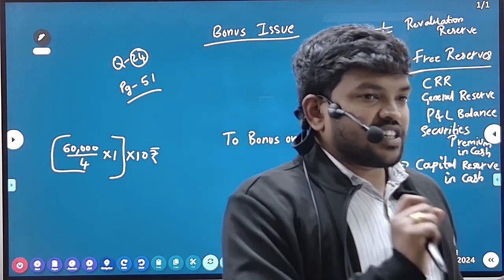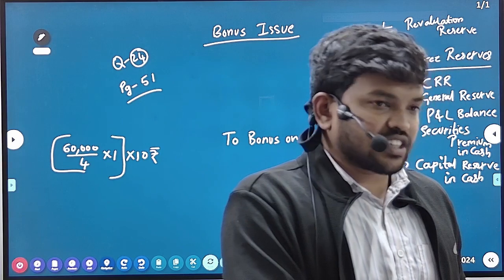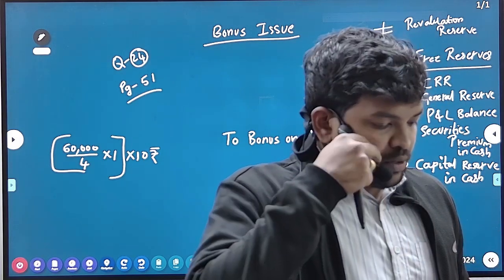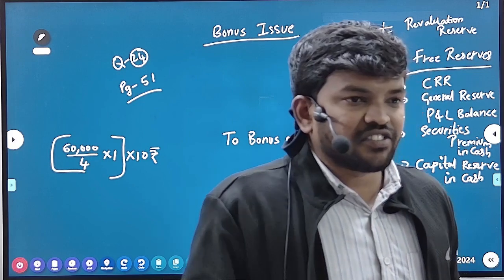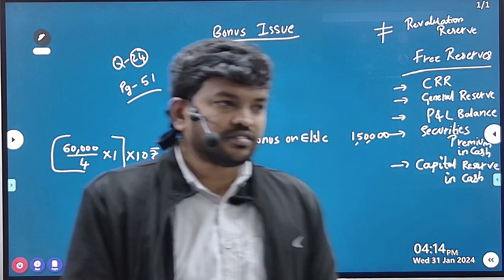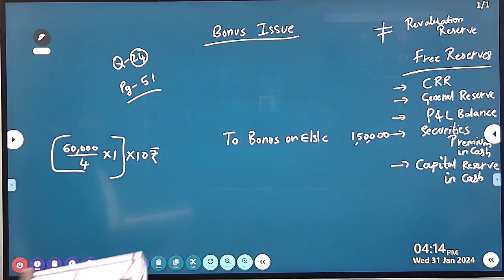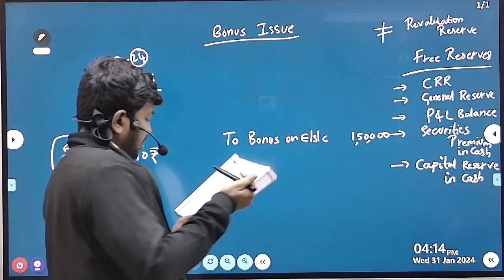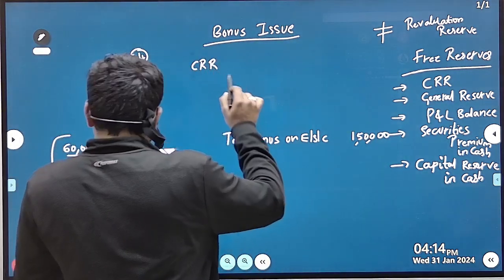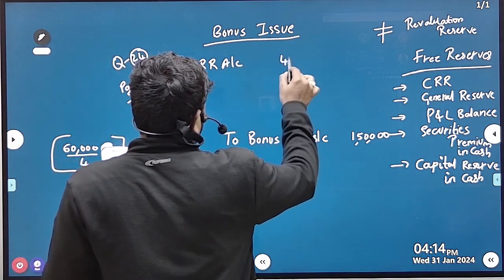They require you to pass the necessary journal entries, but check the second line. It is desired that there should be minimum reduction in free reserves. Minimum reduction. Understood? Minimum reduction in free reserves. So first tell me what is the CRR amount? CRR, 45,000.